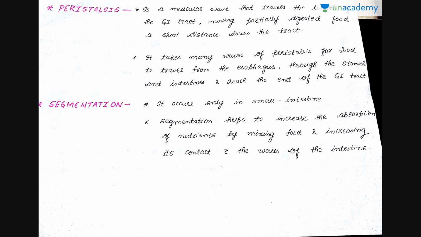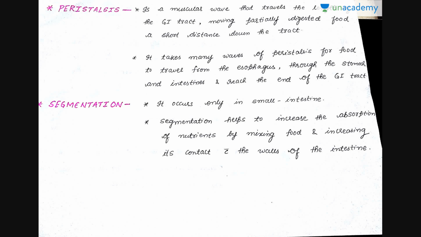Similarly, the third process is segmentation. It occurs only in the small intestine. Segmentation helps to increase the absorption of nutrients. How? By mixing the food and increasing its contact with the wall of the intestine. So these were the three processes.